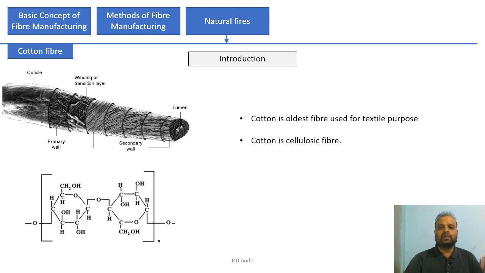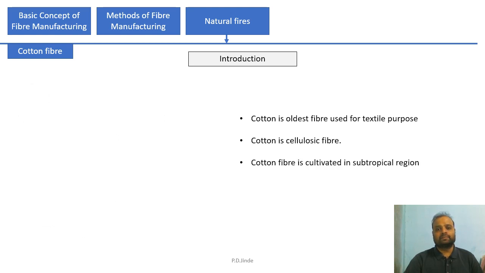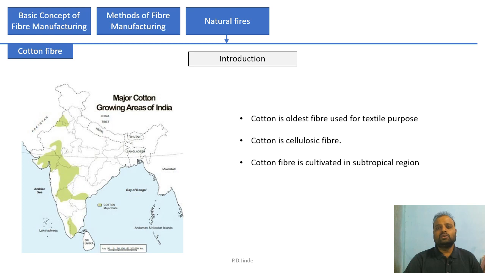Generally, cotton fiber is cultivated in subtropical regions. It needs a humid and hot atmosphere to grow well. You can see here a map of India, and the green color shows the cultivation area. This area is mostly subtropical, where the atmosphere is humid and hot, which is very suitable for cotton cultivation.